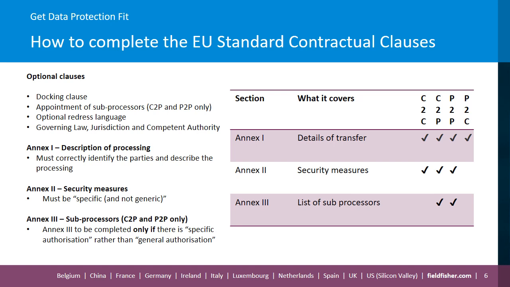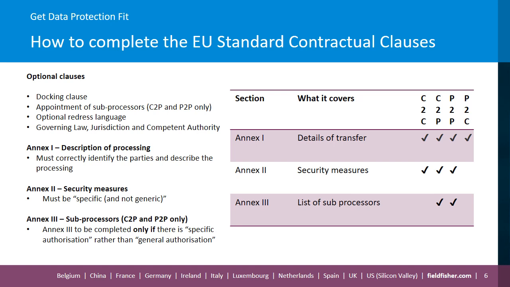As noted previously, in addition to the main text, the SCCs also contain 3 annexes. Annex 1 must be completed for every single module, and it deals with the details of processing, such as the list of parties, what data is being transferred, how frequently it is being transferred, the nature of processing, and so on. This must be completed accurately for each transfer taking place between the parties.